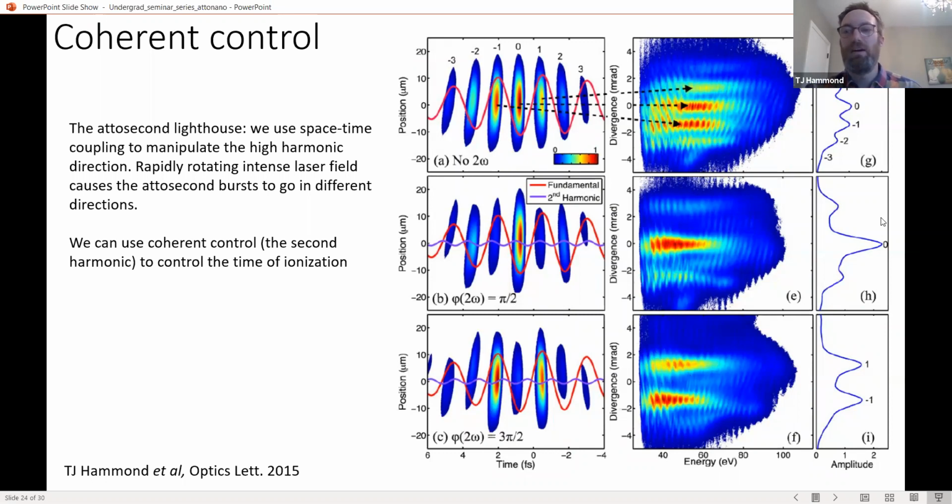On the right column here, you can see that these pulses aren't that well separated. You might even argue that they're still overlapped here. But when we add the second harmonic, and it doesn't even have to be that strong, it's just enough to perturb the process, we now have a really strong, distinctive central peak. In the bottom right case, you can see two distinct isolated attosecond pulses.